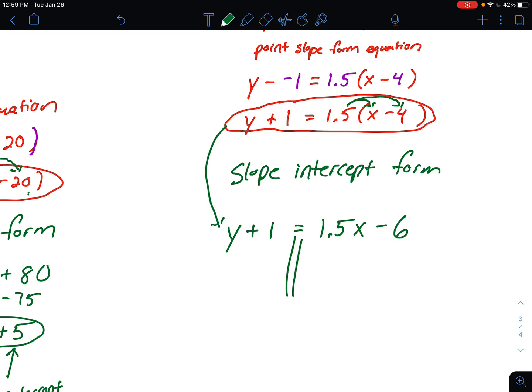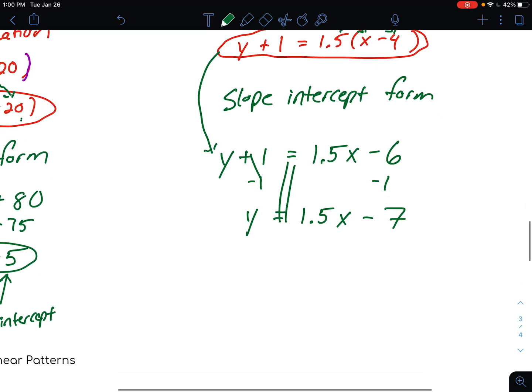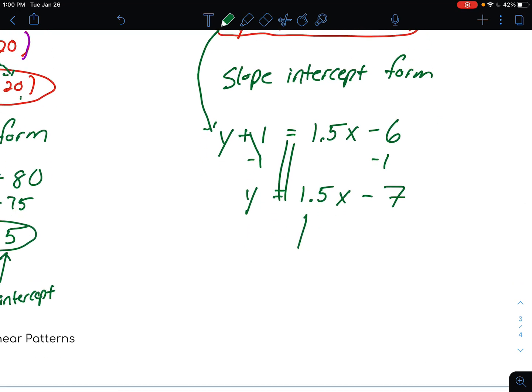Let's just do a quick little solving for y here. All right. So let's subtract 1 from both sides. And that gets y by itself, so we solved for y. 1.5x minus 7. Negative 6 minus 1. So now we have our slope-intercept form.